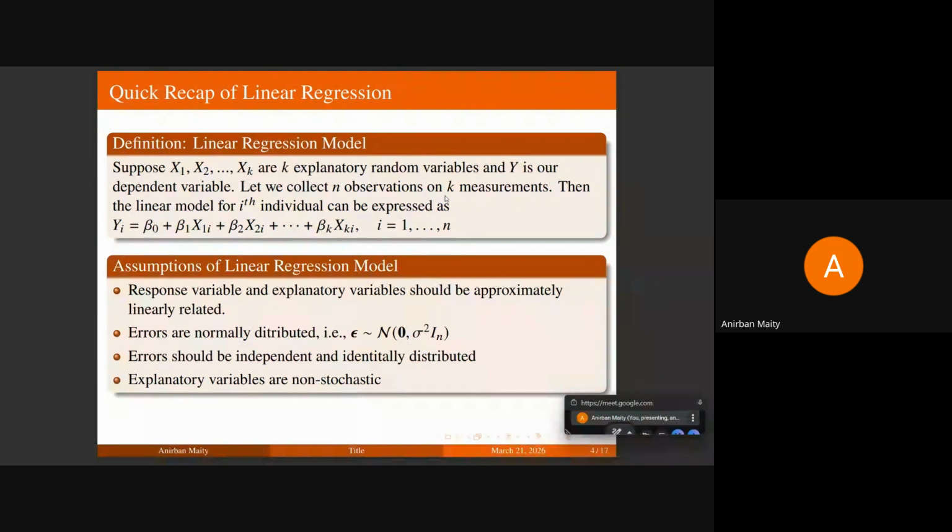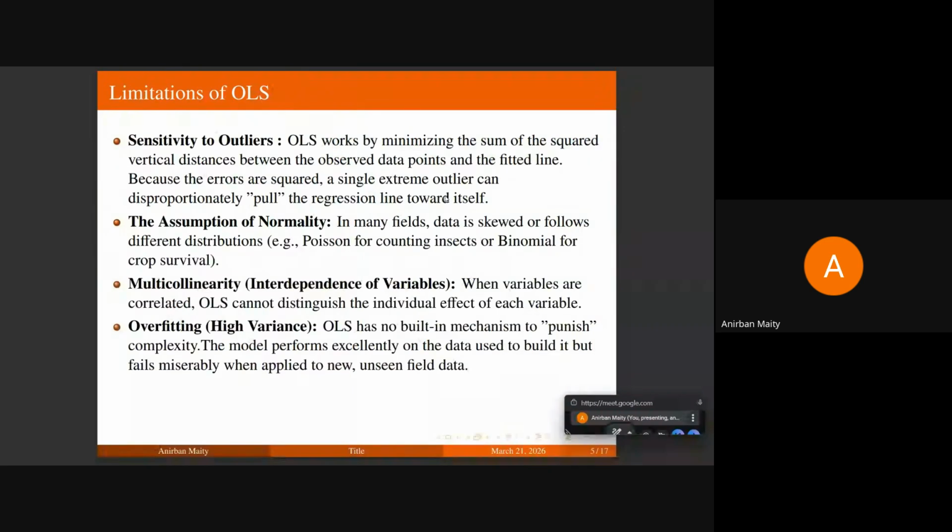So in that case, we have to find another method to link the relation between the response variable and the explanatory variables. Okay, let's go to the next slide. Limitation of OLS. So here we will discuss the limitation of OLS.